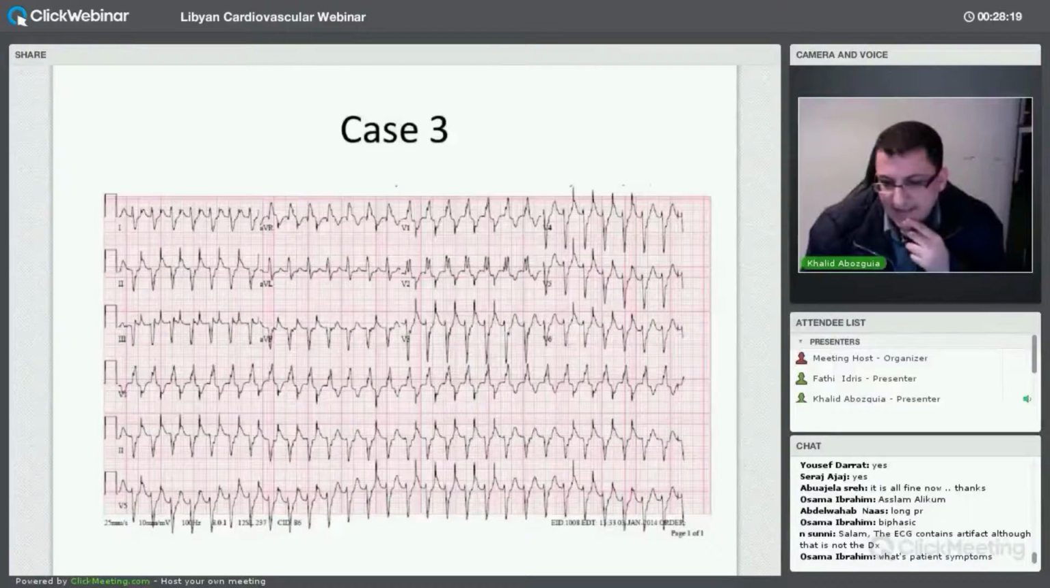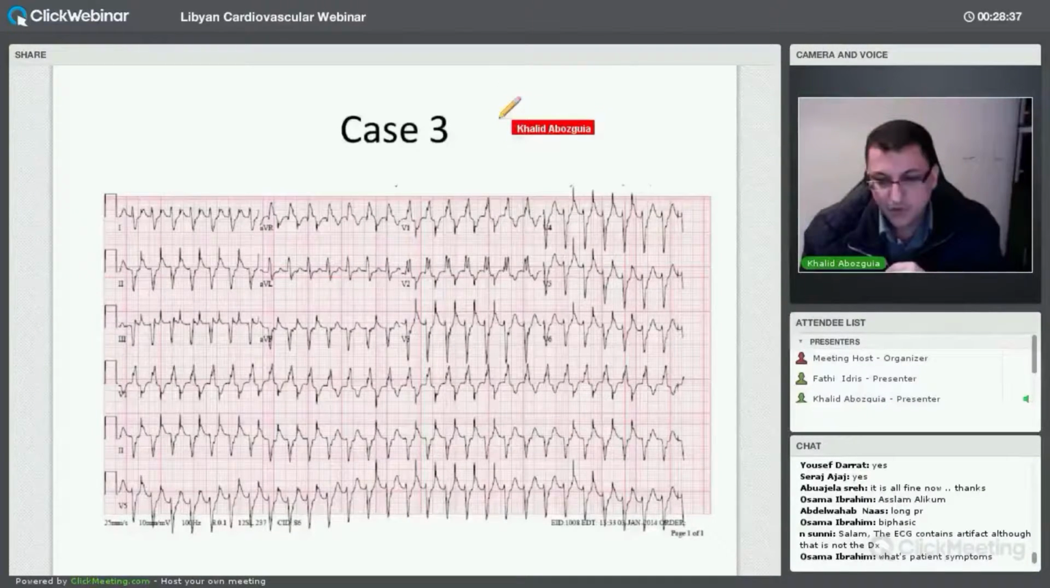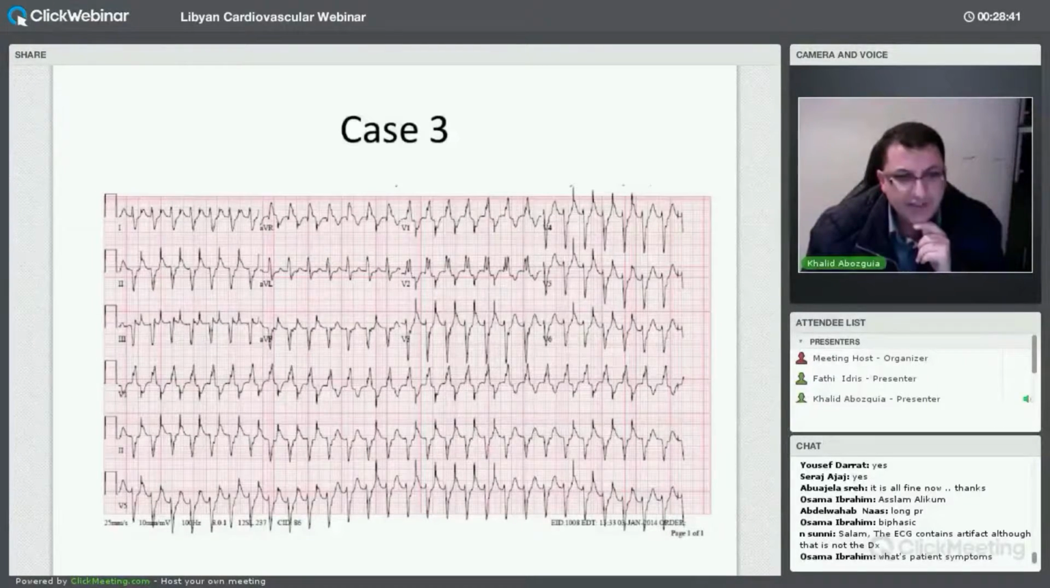So the patient presentation is palpitation. She was hemodynamically stable. She was young, in her mid-20s. She was not in heart failure. Her past medical history was nothing significant, just morbid obesity. And this is her presenting ECG.